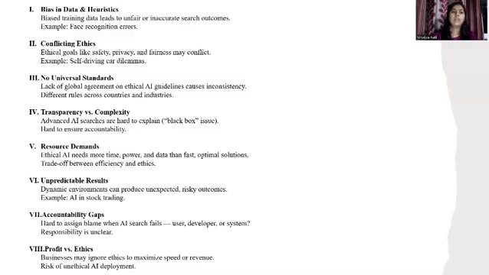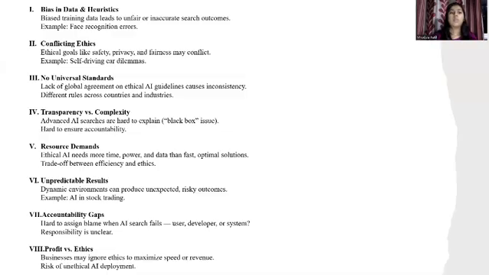Bias in data heuristic. Bias in heuristic training data leads to unfair and inaccurate search outcomes. Example is a face recognition error. And second one is conflict in ethics. Ethical goals like safety, privacy, and fairness may conflict. Example: self-driving car dilemmas.